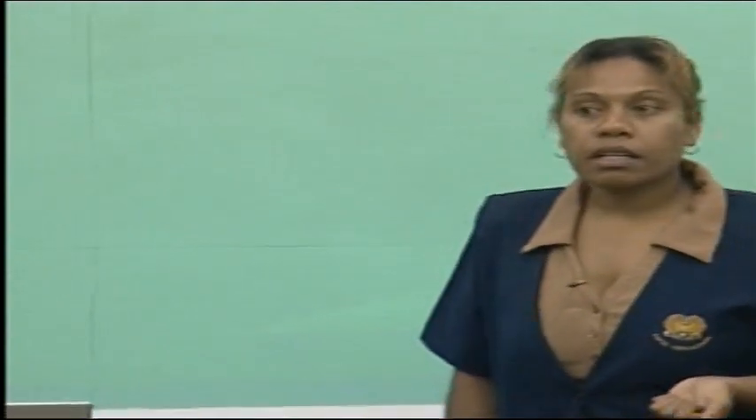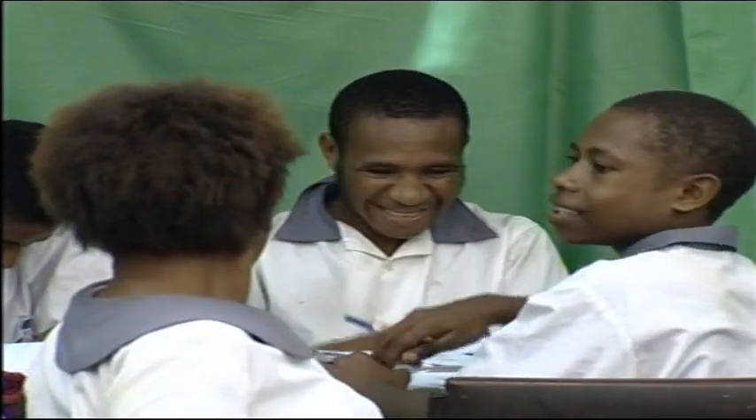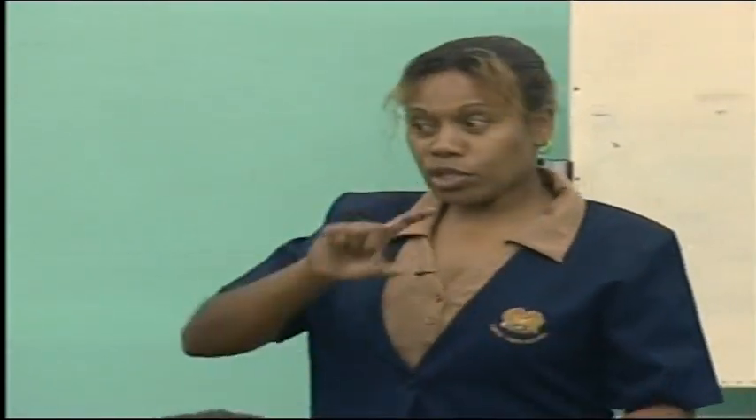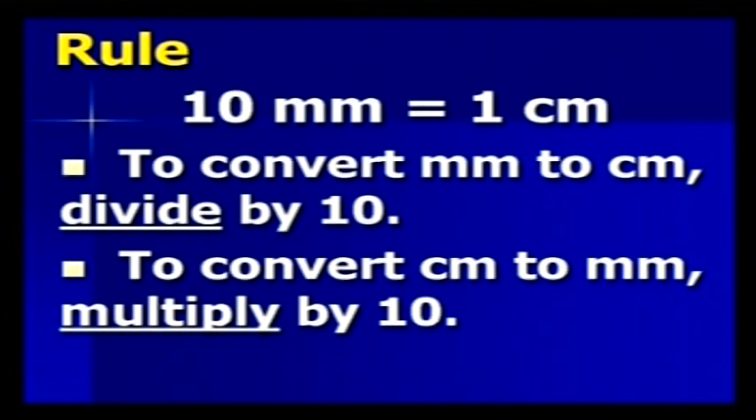All right, when converting centimeters to millimeters, what do we do, receiving students? Ruben? Divide. Okay, not concentrating. Thank you. Emmanuel? We multiply. You multiply by? By 10. Very good. Remember, 10 millimeters is equal to 1 centimeter, so you're converting between those two units, millimeters to centimeters and centimeters to millimeters.